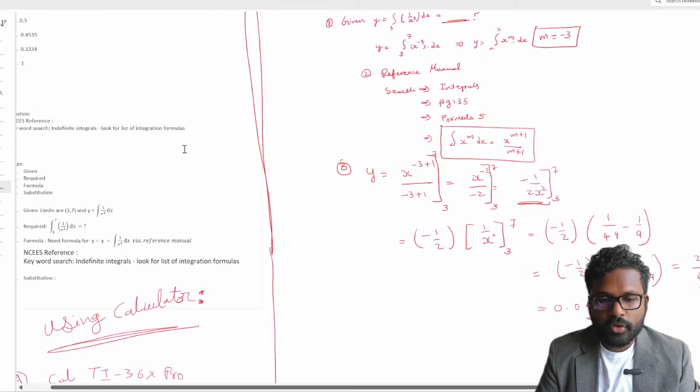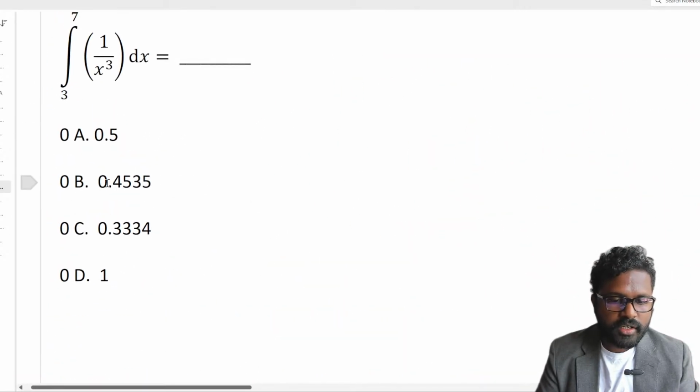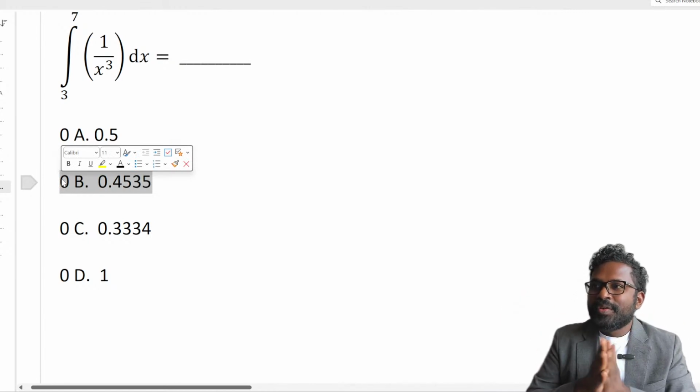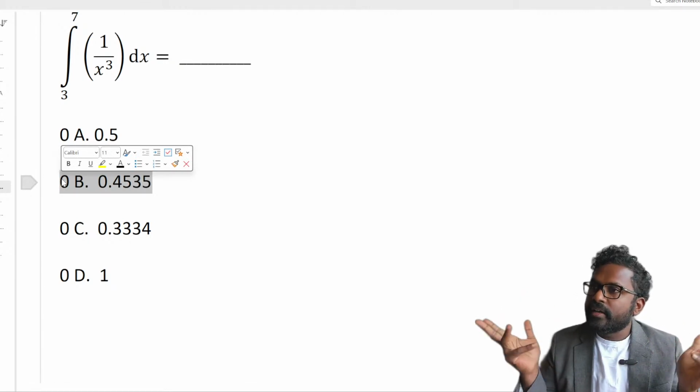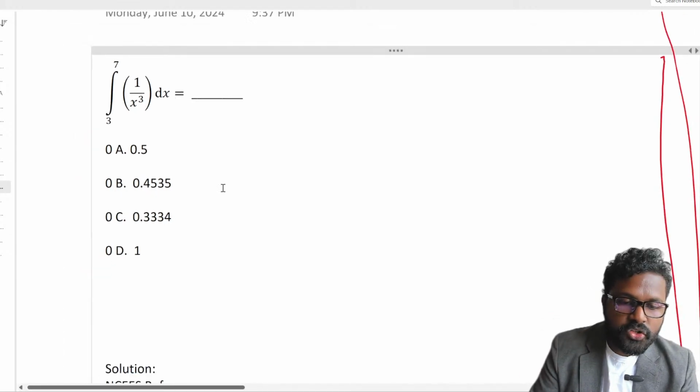So let's go check our options. First option is 0.5, not our answer. Second option is 0.4535. So option B is the right answer, guys. Now you know. There you go. You solved a hard level of integration problem with limits. And the same problem can also be solved easily with your calculator.